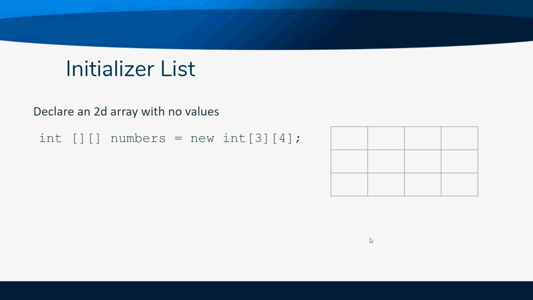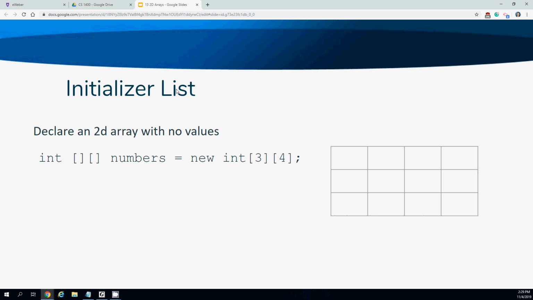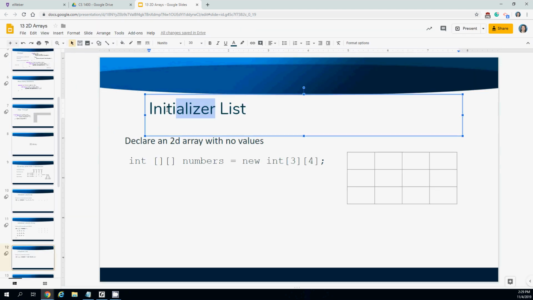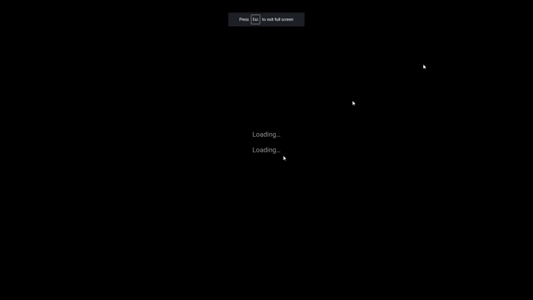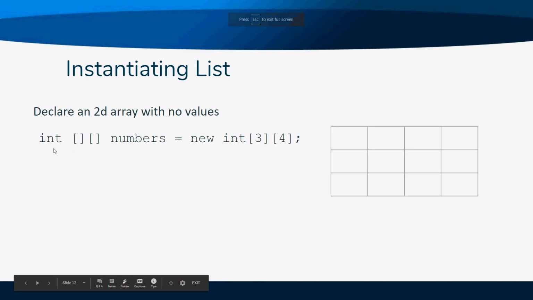Okay, now suppose you're not going to use an initializer list. This would just be instantiating. There we go, instantiating. So if we want to instantiate a list with no values, we will just say int, this time we have 2 sets of brackets, and we name it equals new int, and then it tells us how many rows and how many columns we have. So that would make a 2D array that looks like this with no values.